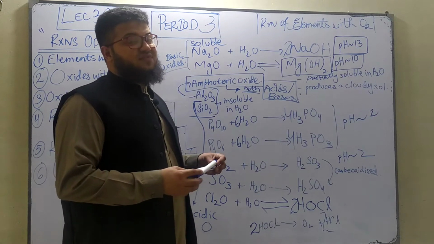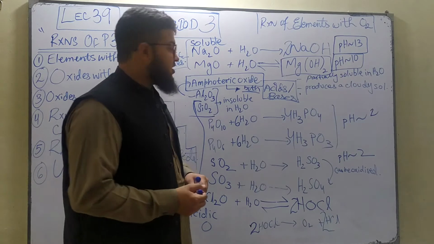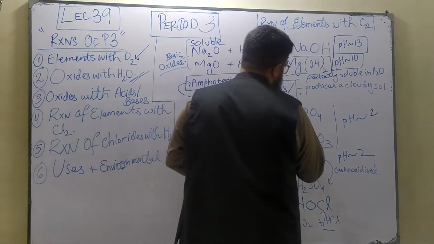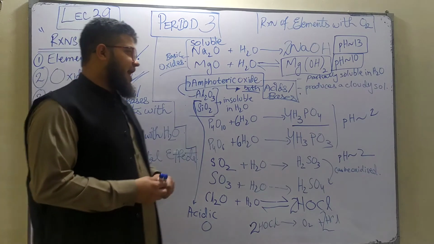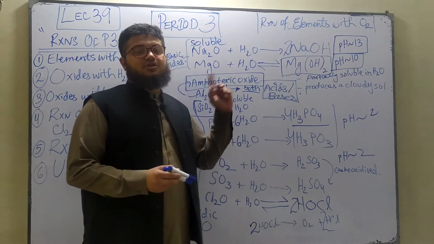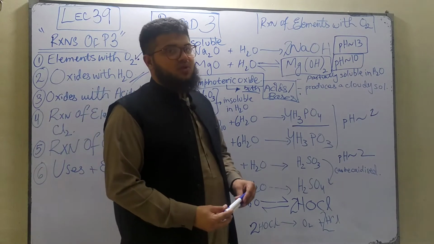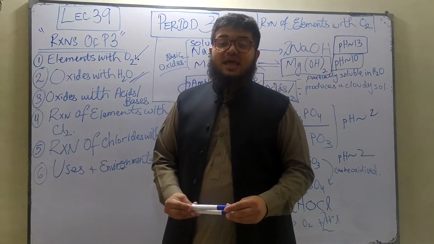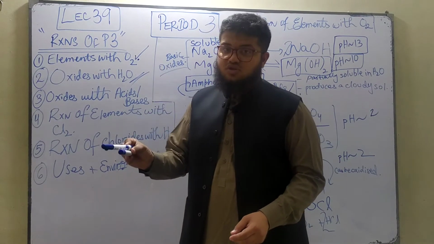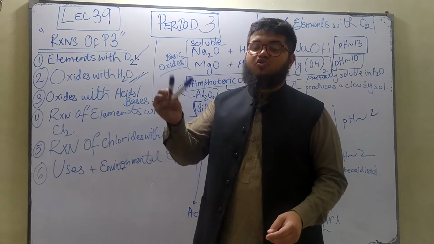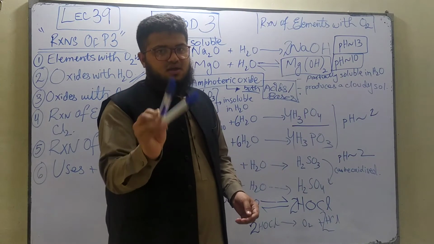P4O10, meaning phosphorus 5 oxide, dissolves in water to produce phosphoric acid. This is called phosphoric acid, H3PO4. H3PO4 is the formula of phosphoric acid, and the pH is approximately 2. It is a strong acid. What is the definition of a strong acid, by the way? A strong acid is any substance that fully dissociates in aqueous solution to donate protons or to produce H positive ions. Any of these two can be written down.